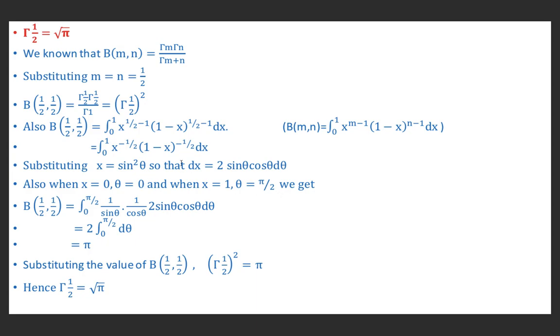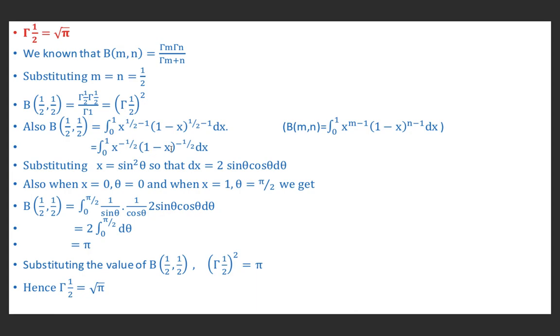If we substitute these values, then the beta function for m equal to half, n equal to half is the integral from 0 to pi by 2 of x raised to power minus half. x is sine square theta, so sine square theta raised to power minus half is sine raised to power minus 1 theta, so it is 1 upon sine theta. Again, this is 1 minus sine square theta.